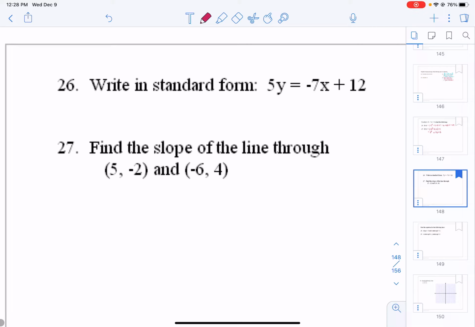So we are going to continue our semester exam review. This is our part 2 video. Let's start with 26. 26 is talking about the standard form of a linear equation.